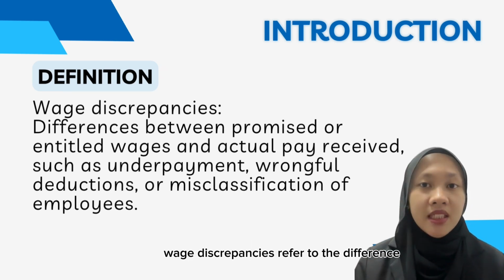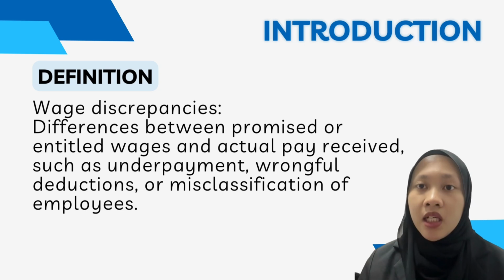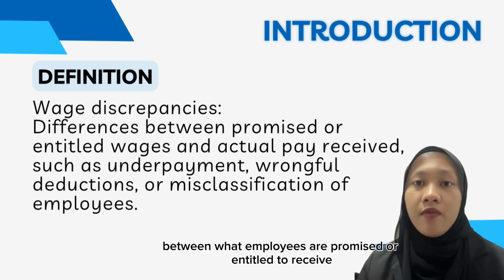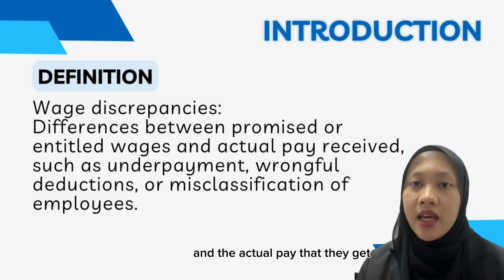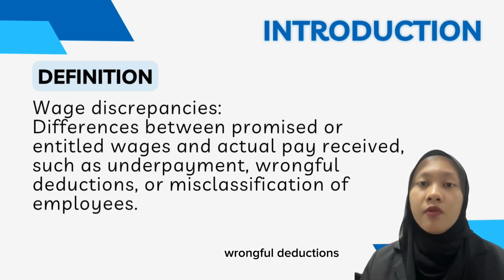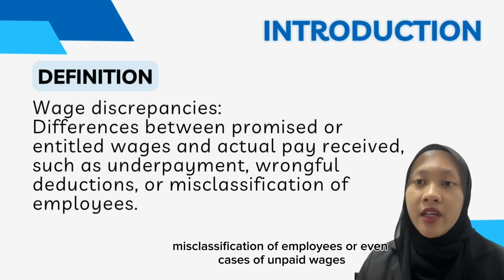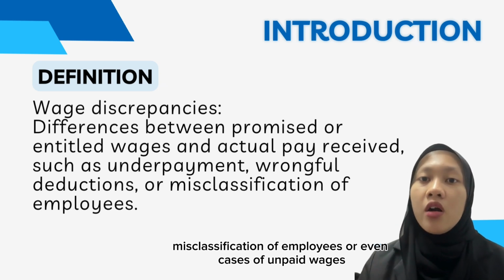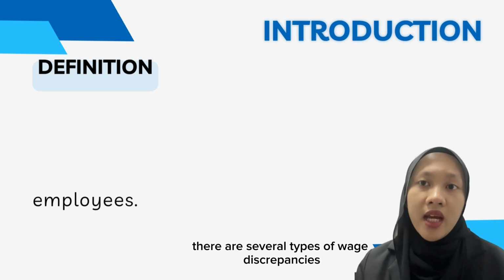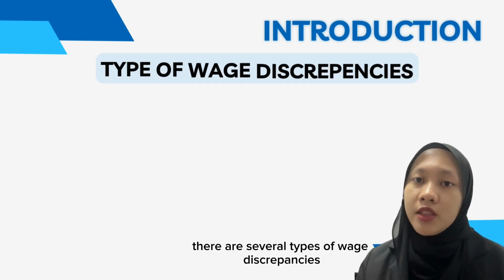Wage discrepancies refer to the difference between what employees are promised or entitled to receive and the actual pay that they get. This includes issues like underpayment, wrongful deductions, misclassification of employees, or even cases of unpaid wages. There are several types of wage discrepancies.